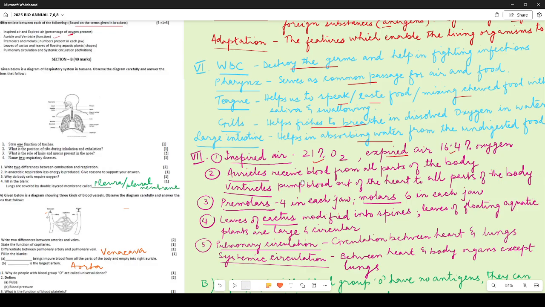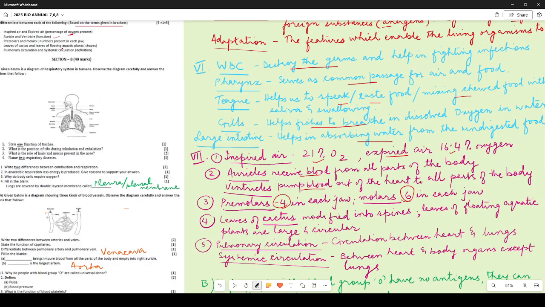Auricle and ventricle function. So auricles, they receive blood from all the parts of the body. Ventricles, they pump blood out of the heart to all the parts of the body. Okay. Premolars and molars, numbers present in each jaw. So how many premolars and how many molars are present in each jaw? So we are talking about premolars. 4 premolars are present in each jaw and 6 molars are present in each jaw. So both the sides we are talking about.